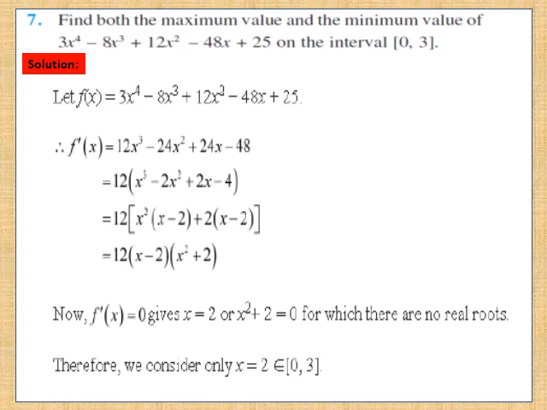So we get f'(x) = 12(x - 2)(x² + 2) after simplification. Now if you put f'(x) = 0, we get x - 2 = 0, that is x = 2. And x² + 2 = 0 will not give any real roots, because x would be the square root of -2. So we consider only x = 2, which belongs to the interval [0, 3].